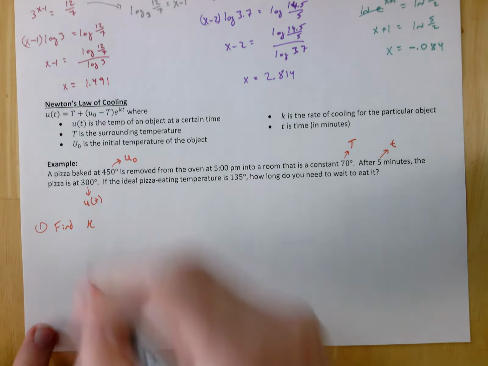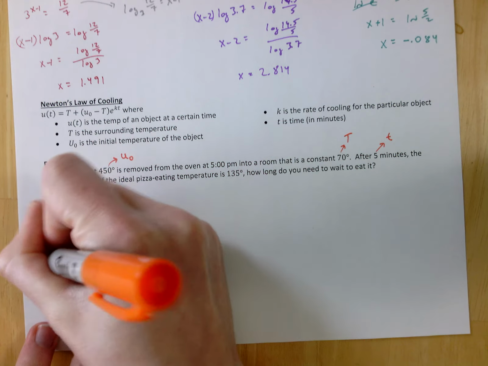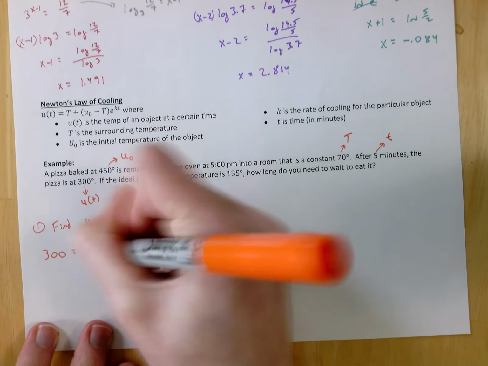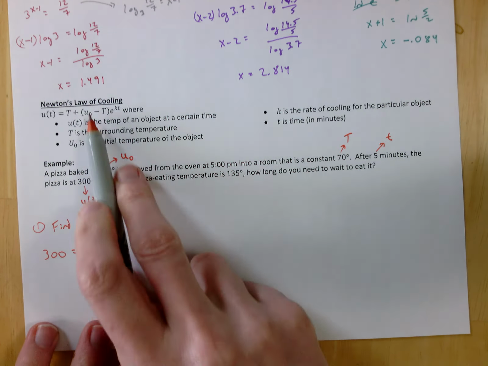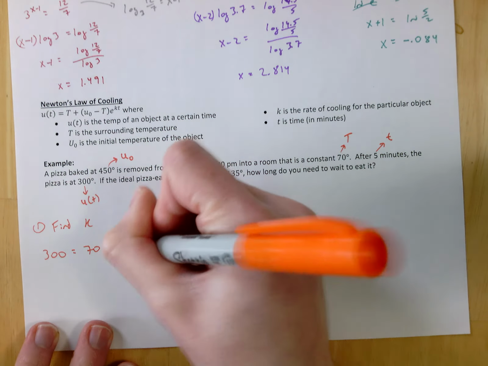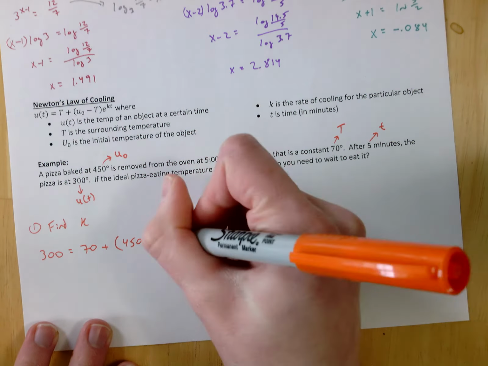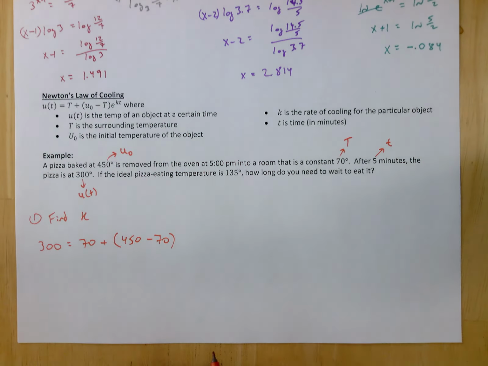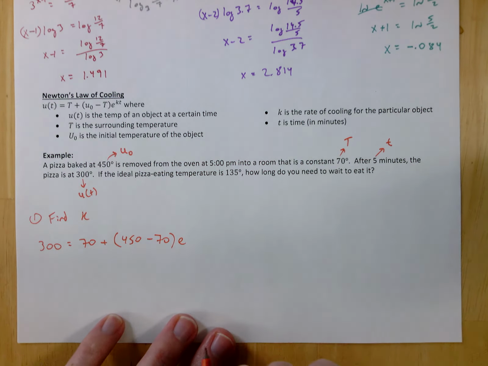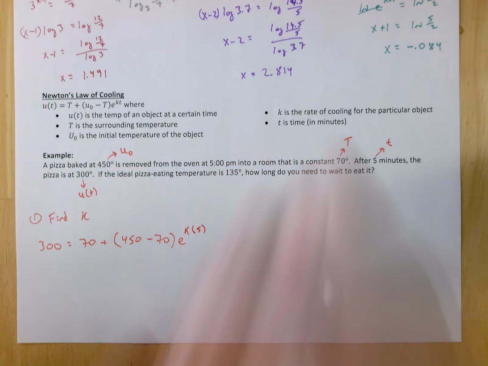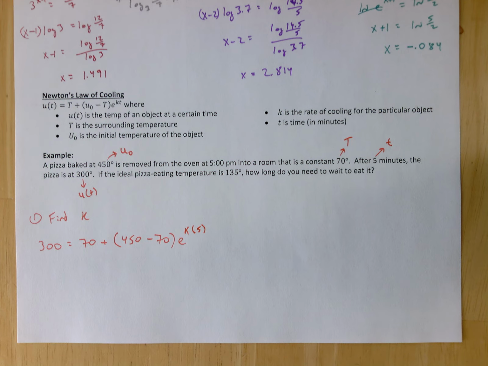I'm going to plug it into this equation. So U of t, that's 300, equals capital T, 70, plus U naught, the initial temperature, that was 450, minus capital T again. So that 70 is going to show up a couple of different places. times e, there's our good friend e, to the kt. K is the thing I'm looking for, and then lowercase t is your time, so that's 5 minutes. Okay, lovely. And now we need to solve this equation.